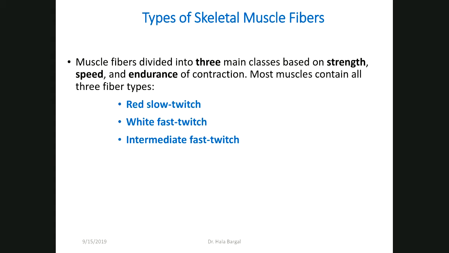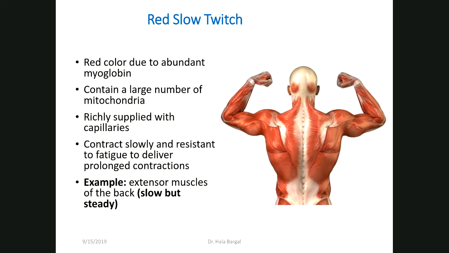The first classification of the muscle fibers depends on their strength, their speed, and their endurance of contraction. Most muscles contain all three types: red slow twitch, white fast twitch, and intermediate fast twitch. Let us have an example of the red slow twitch. The red slow twitch fibers are red colored due to an abundance of myoglobin. We agree that myoglobin is a protein of the muscle. They contain a large number of mitochondria, meaning they need a lot of energy.